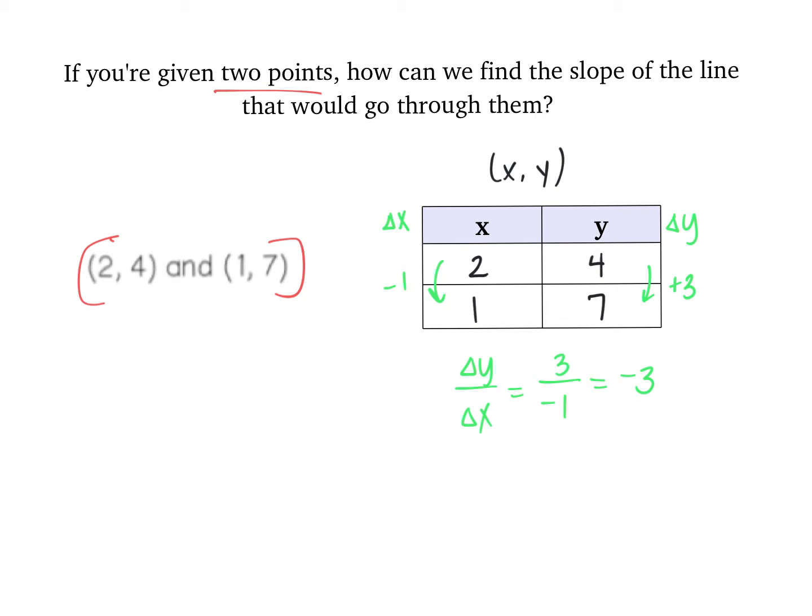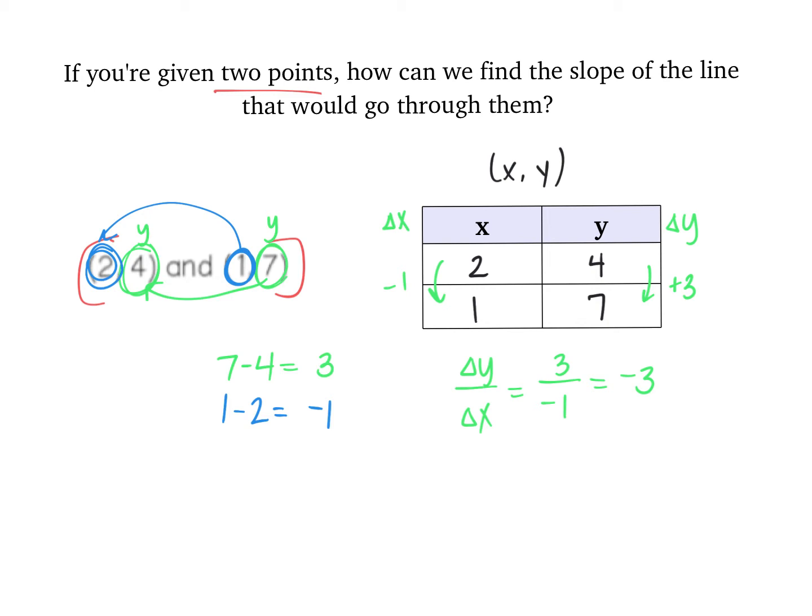So the question is, how can we learn to do this without creating a table for ourselves? If we think about what change means, we're really talking about the difference between those y values. Taking a look at the y values here of 7 and 4, we can subtract those to get a difference or change of 3. So again, 7 minus 4. Then if we do that same thing for x, we can see that 1 minus 2 would give us that negative 1 change in x. So change and difference go hand in hand.